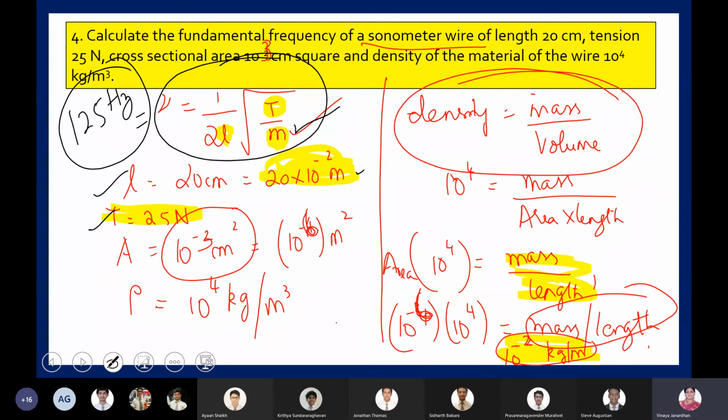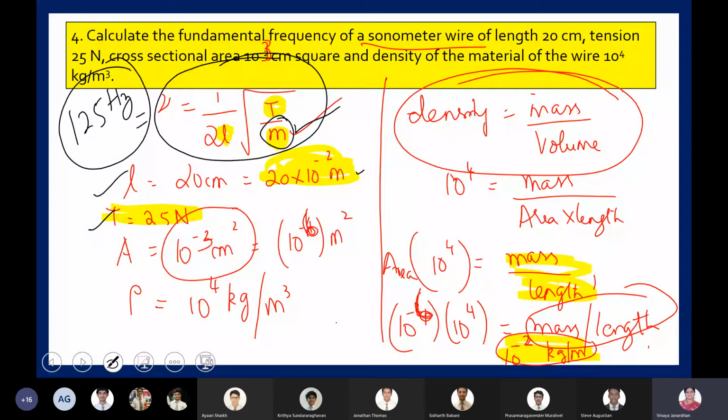Your aim is to find the mass per unit length. Clear, boys? M is mass per unit length. It is not just the mass of the string. It is the mass per unit length of the wire. What is the mass of the wire for 1 centimeter? What is the mass of the wire of length 2 centimeter? That is what we call the mass per unit length of the wire.